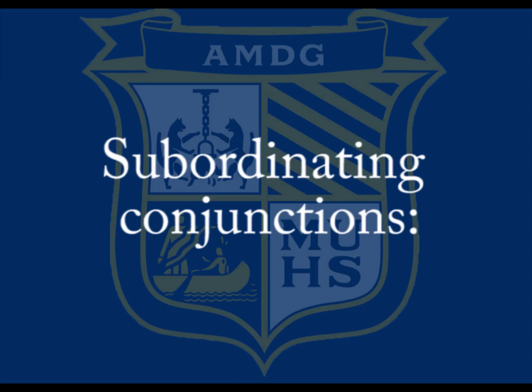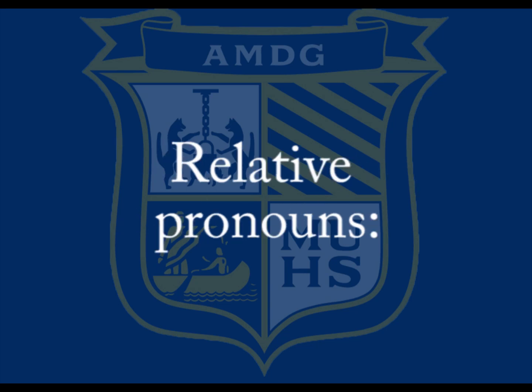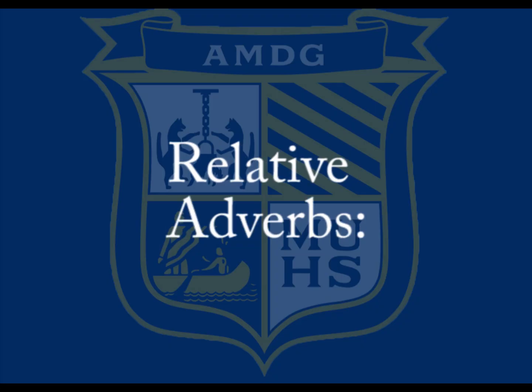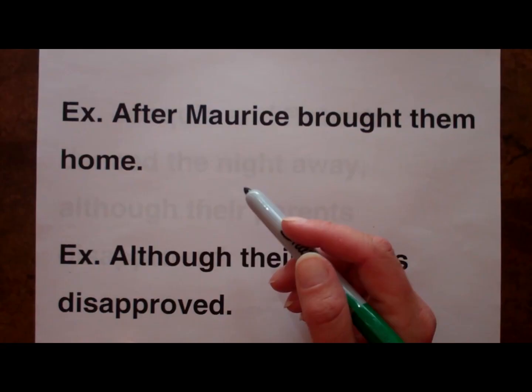Those trigger words might be subordinating conjunctions like after, although, because, since, and while. They might be relative pronouns such as who, whose, whom, which, what, and that. And they might be relative adverbs such as when, where, and why. For a complete list, check out the resource box or look in your grammar books. Let's look at an example of a subordinate clause.